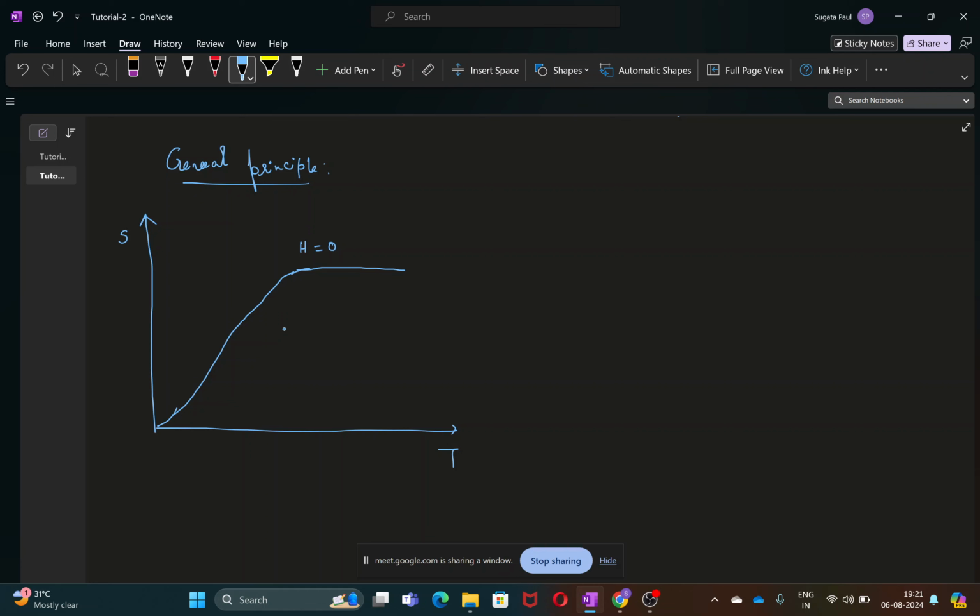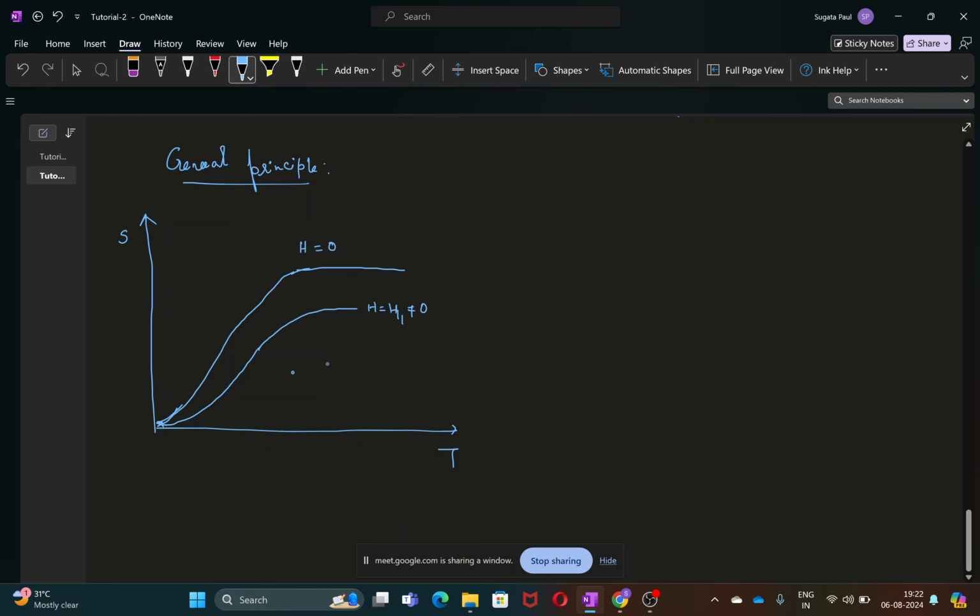Okay, so this is the scenario, but this is for H equal to 0. That means there is no magnetic field present. Otherwise, when let's say you have applied a magnetic field also, then how should the entropy behave with temperature? It is seen that the entropy behavior for a finite magnetic field will go like this. So this is for H equal to H1, where the field is non-zero.